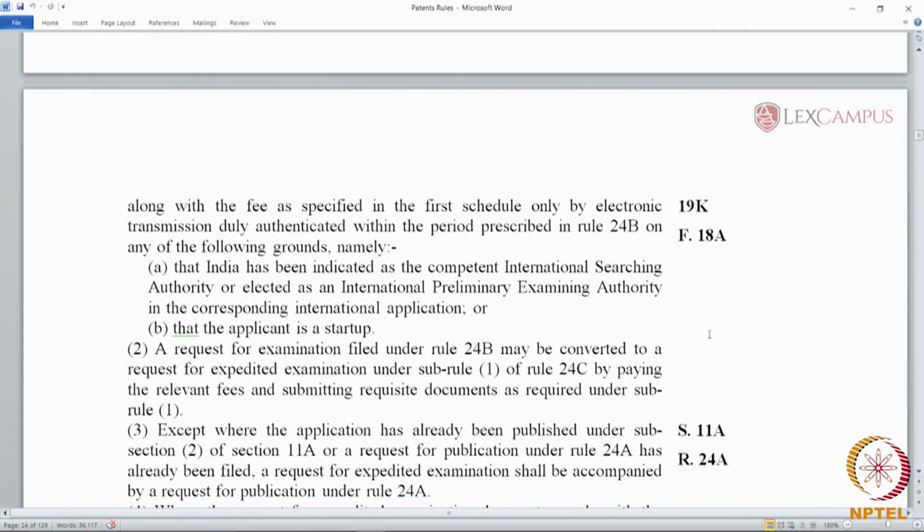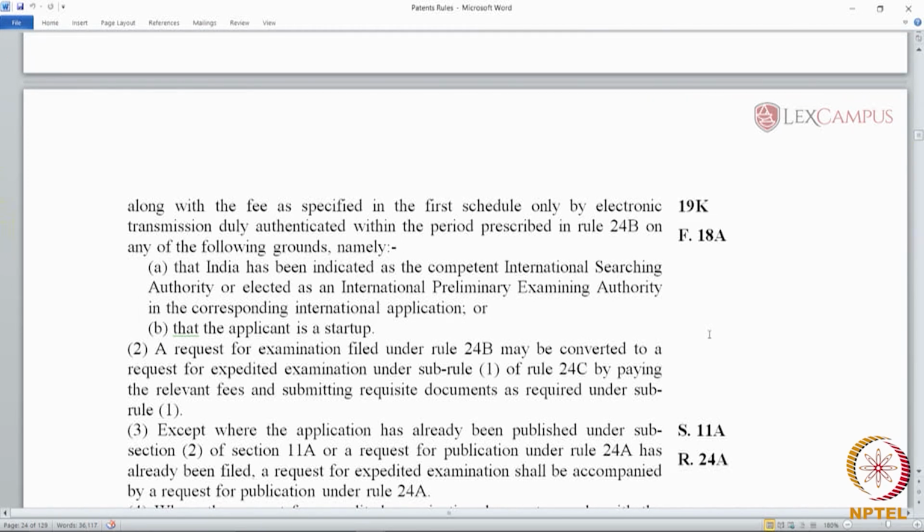The second category is quite simple. If the applicant is a startup, as defined under the patent rules, then the applicant can make a request for an expedited examination. Now, the rules give the definition of a startup in Rule 2FB.